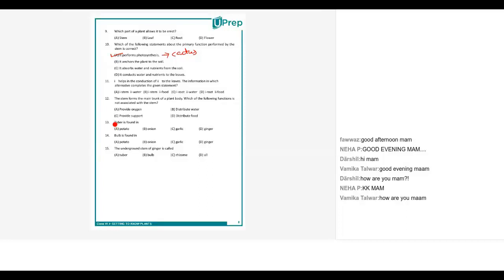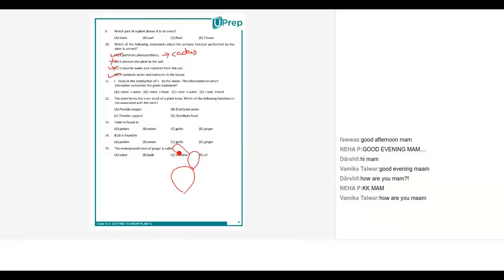Cactus, it does not anchor the plant. The root does it. It absorbs water and nutrients from the soil. No, sorry, it is also the function of the root, right? It conducts water and nutrients, so it is A and B. Ma'am, how can a stem perform photosynthesis? So what did we study in cactus?